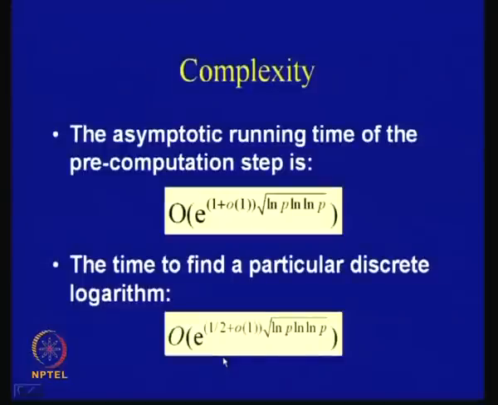So I stop here at this point, with a note that this is a sub-exponential algorithm, and its complexity reduces to order of e to the power of (1 plus small o of 1) times the square root of ln p ln ln p, which you can prove, but the proof is beyond the scope of this class.